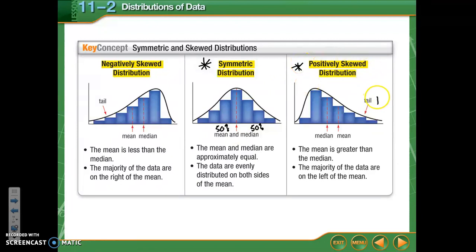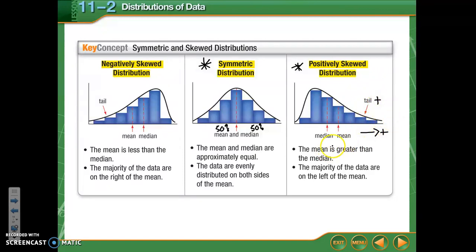Notice that my tail is toward the positive side. We name this by where the tail is because it means I have some outliers or a few data values out here on the positive side that are dragging my data to the right, to the positive side. That's why it's called positively skewed.